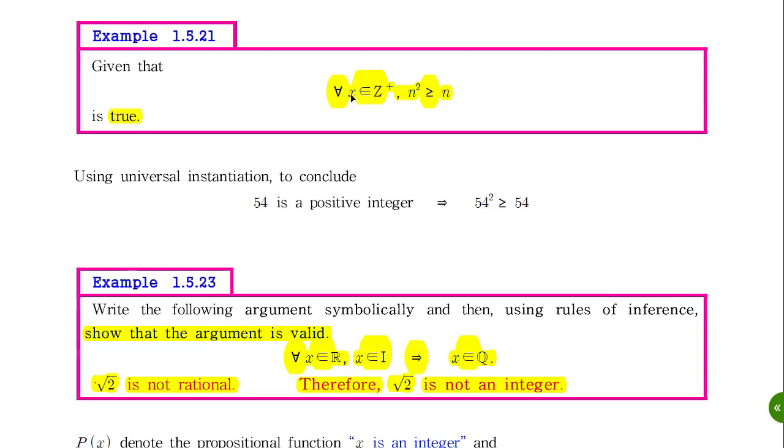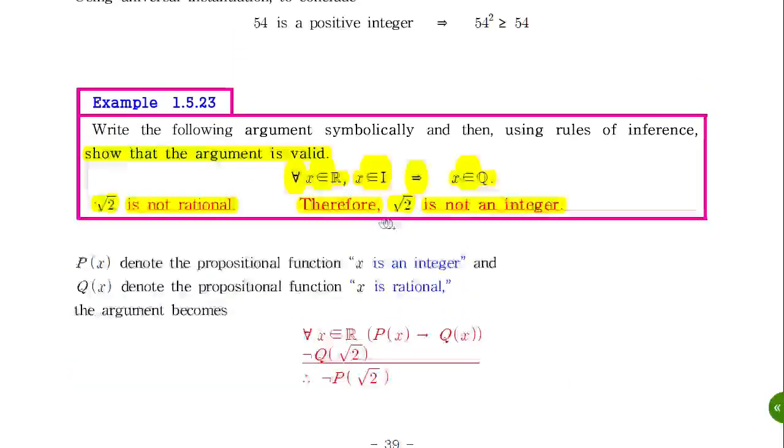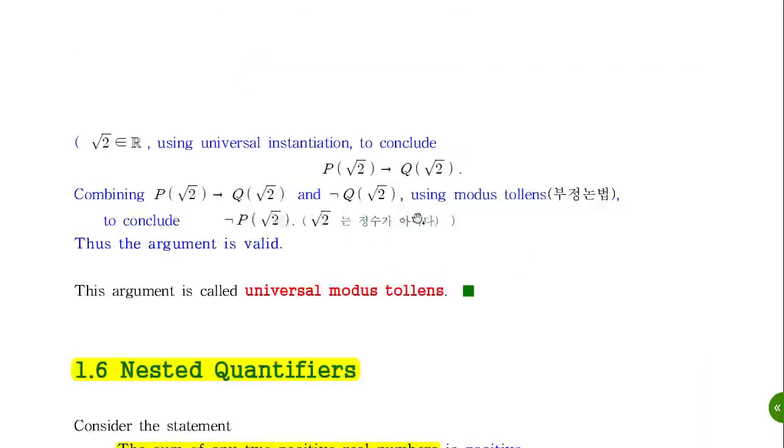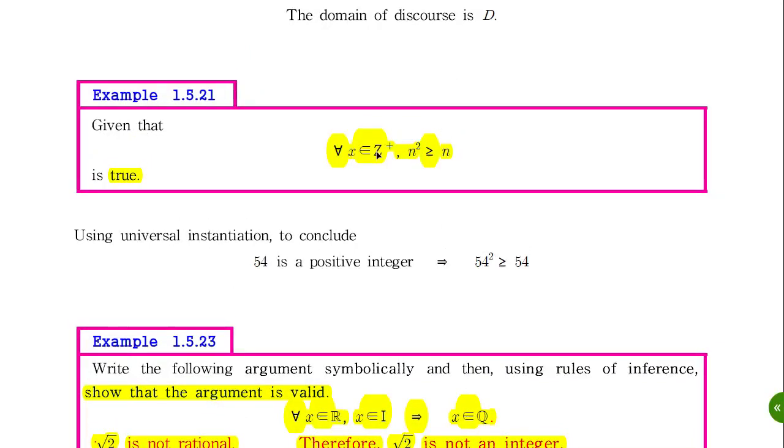This is my mistake. Given that for all n, this is what you mentioned, isn't it? Here we should make this n. This is not x. So you should write it as n to make it understandable. Okay. For any positive integer n, for all n in positive integers, n squared is bigger than or equal to n.